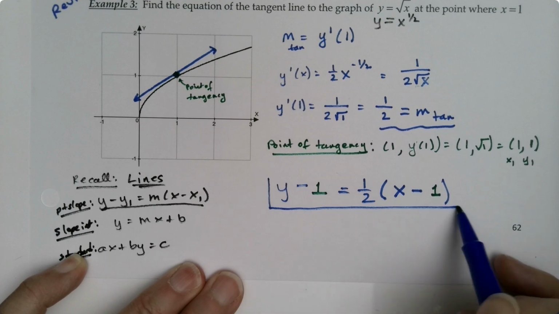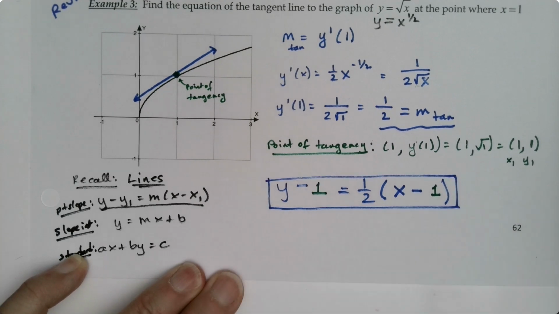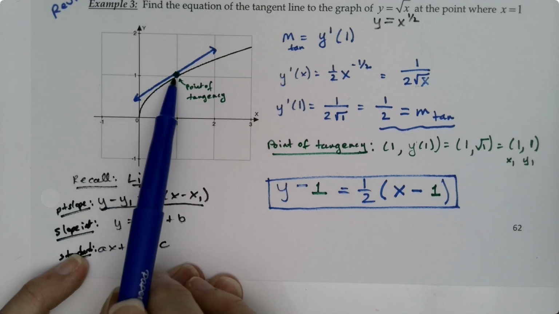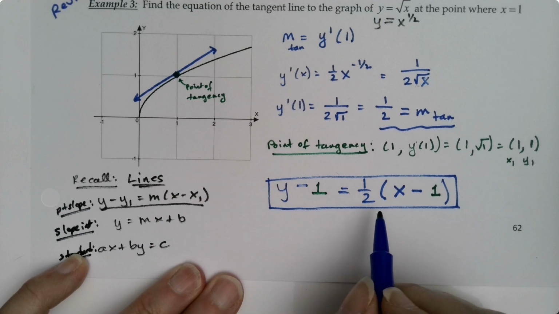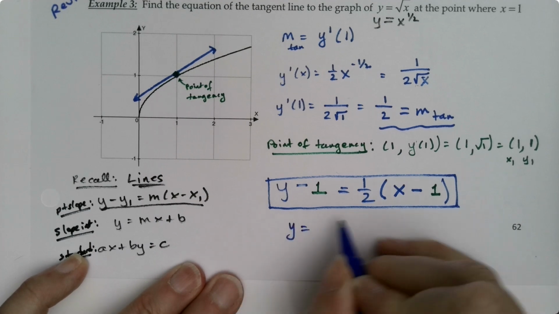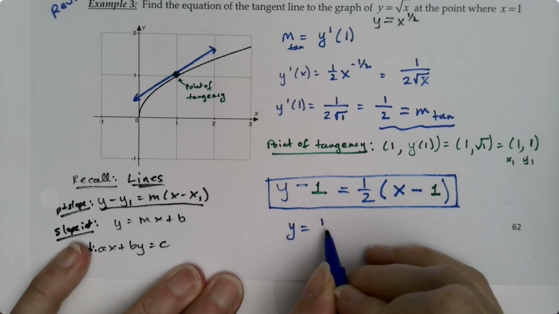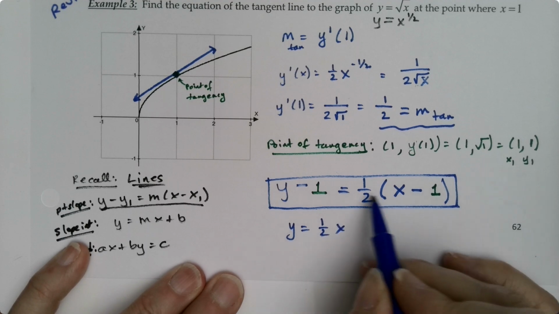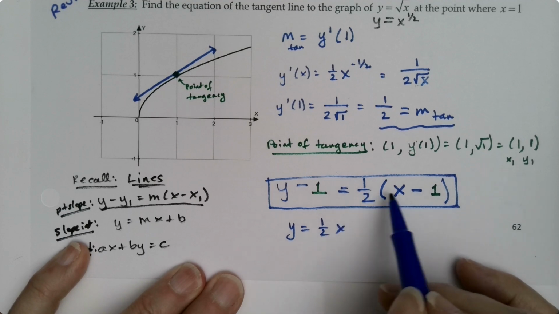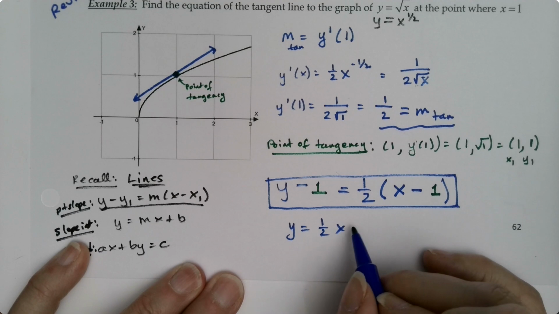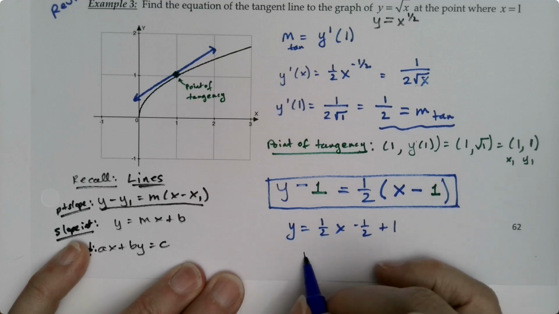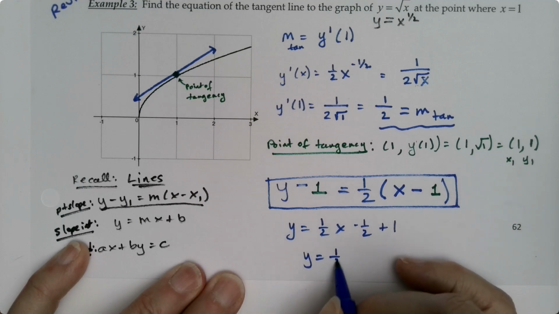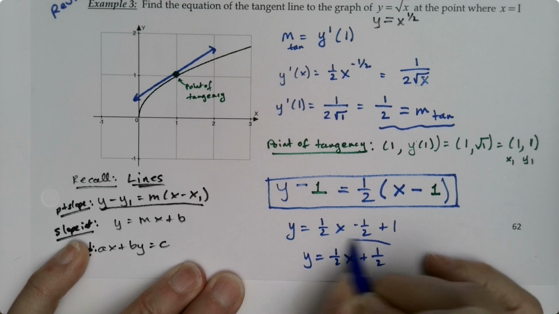This is the equation of a line that is tangent to this curve at the point 1, 1. Now this form is kind of strange, so a lot of students don't like it. They prefer slope-intercept because that's what they're used to. So if I distribute the half, that's 1/2 x minus 1/2, and then I'd add 1 to it. So that'd be y equals 1/2 x plus 1/2. That would also work.